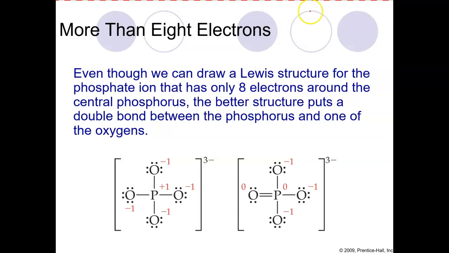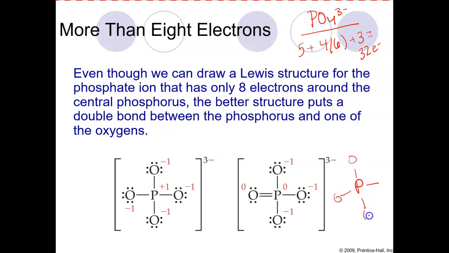So with PO4 3-, phosphate, phosphorus has 5 valence electrons, oxygen has 6 each, and then there are 3 from the 3- charge. That's 24 plus 5 plus 3, so 32 electrons. So if I were to draw this, I'm going to do it over here really tiny, and we're going to see that it's already on the slide, but put phosphorus in the middle, attach it to the oxygens. So I've used 8 electrons so far. Then I'm going to put dots around the oxygens.